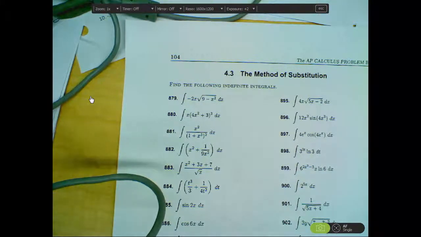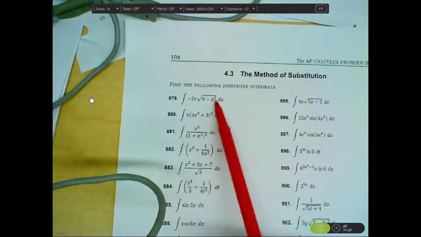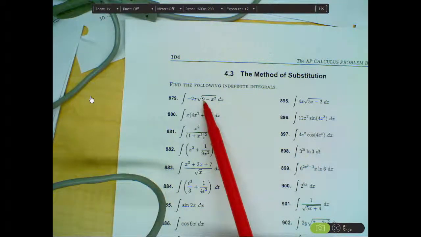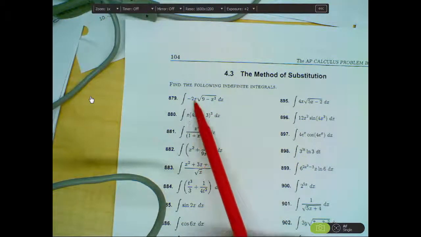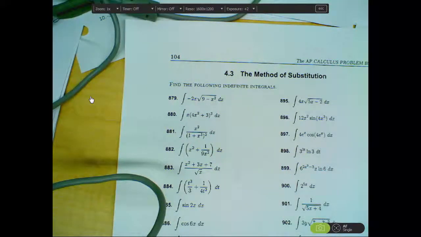You should already have this paper, hopefully. Hopefully I gave it to you. We can't integrate this because you can't split up an integral of a product and say that the integral of negative 2x times the integral of the square root of 9 minus x squared is the integral of the product. It doesn't work that way. And we can't distribute, even if we write this with an exponent of a half, you can't distribute the negative 2x because of the exponent. So we need another method.